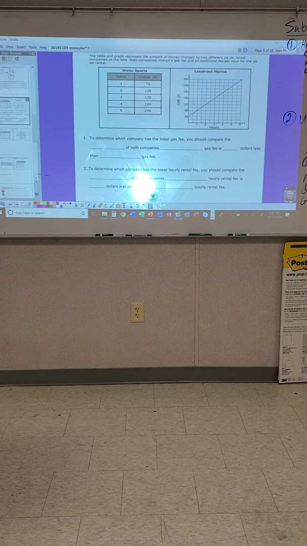So let's think about this. When would the gas fee be charged? Before you even start the motor up. Before you spend any time in the boat, you're going to pay a gas fee. So if you want to know who has the lower gas fee, you should compare the y-intercept of both companies.